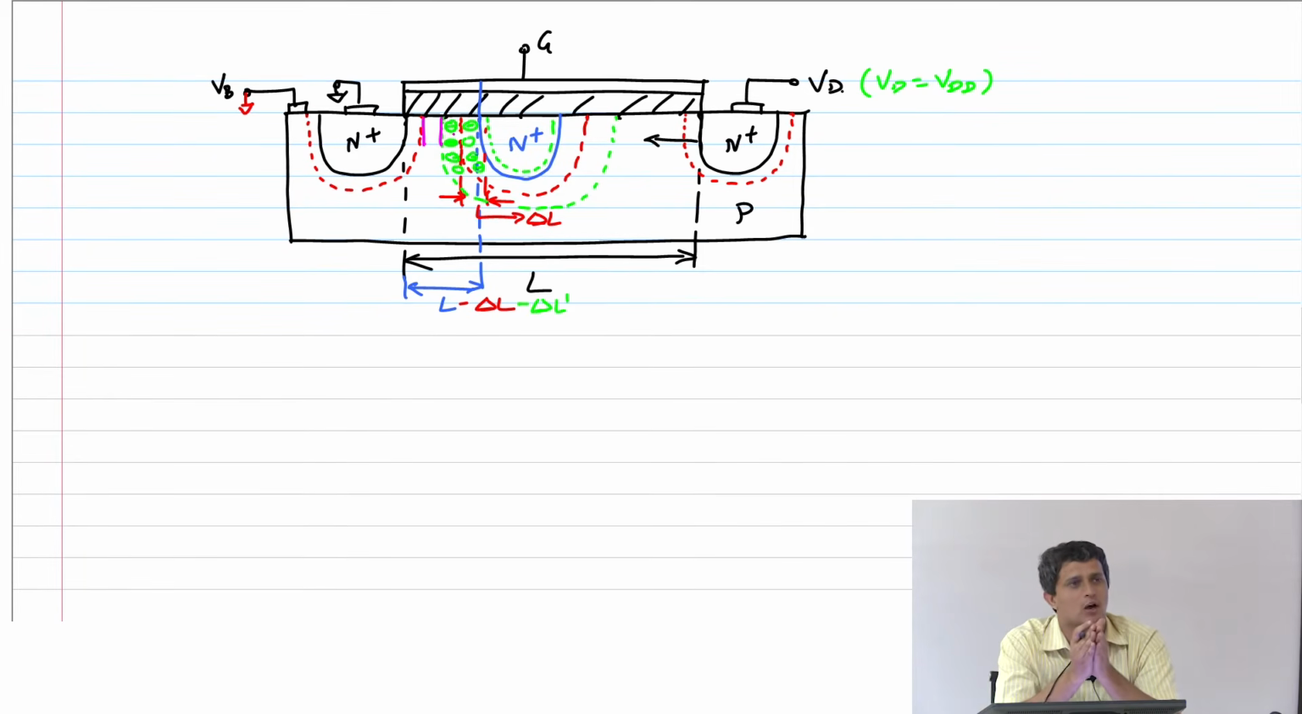So effectively the gate now has to do lesser work in order to invert the channel, and therefore the threshold voltage also will come down, which means now the channel length has come down, the threshold voltage also has come down, and it is now a function of what? The drain potential. Earlier you remember that neither the drain current in saturation region nor the threshold voltage was a function of the drain potential, but now that's going to happen, and therefore we have to incorporate all these effects into our short channel device current. Okay, any questions here?